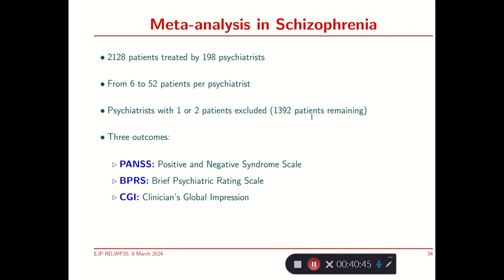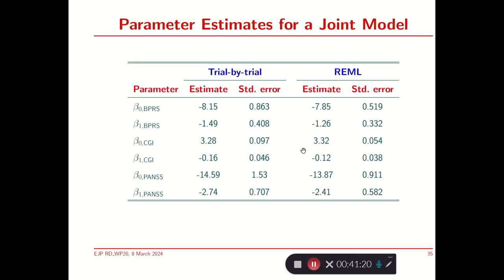We have roughly 2,000 patients treated by roughly 200 psychiatrists, but as I said, they're not going to treat the same number of patients, all of them. It ranges from 6 to 52. We have three outcomes, PANSS, BPRS, and CGI. All three are treated as continuous. None of the three are actually. PANSS and BPRS have a large number of possible values, so they're quasi-continuous. CGI, clinical global impression, is measured on a 1 to 7 scale, ordinal, but we approximate that for now as continuous.